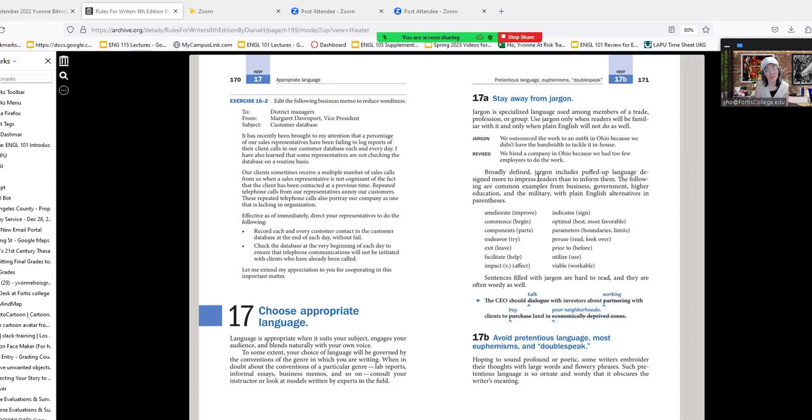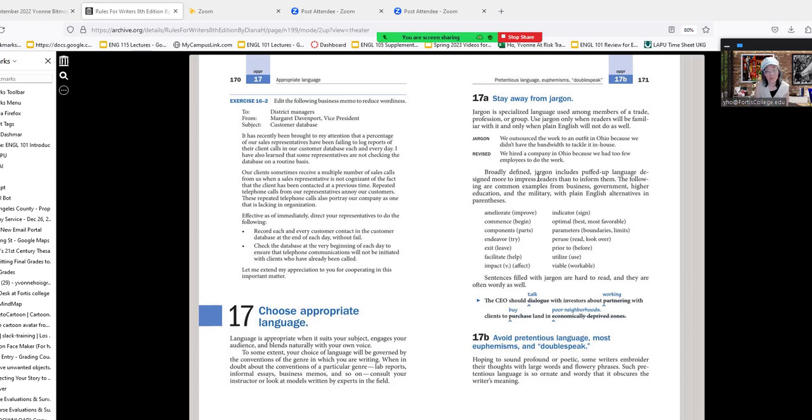So use more common language that the average Joe can understand to avoid misunderstandings in your writing, because sentences filled with jargon are hard to read and they are often wordy as well. The CEO should dialogue with investors about partnering with clients to purchase land in economically deprived zones. Now that's too much jargon, and you should simplify that with: The CEO talked with investors about working with clients to buy land in poor neighborhoods. Now that sounds much better.